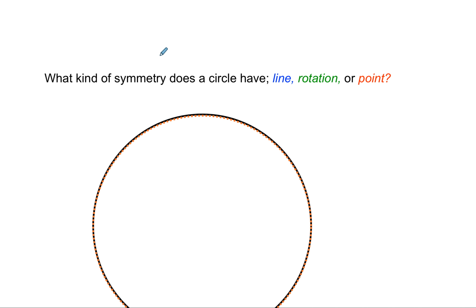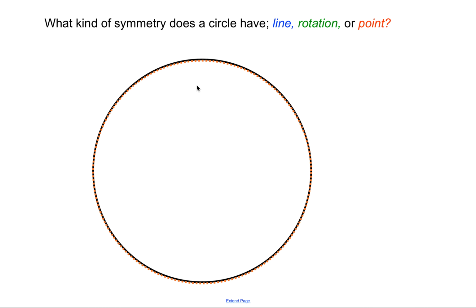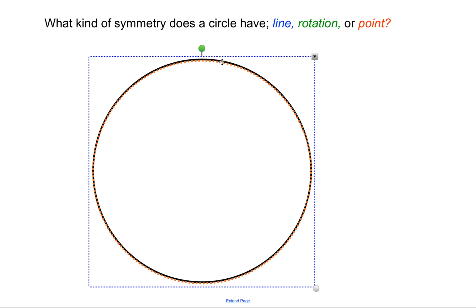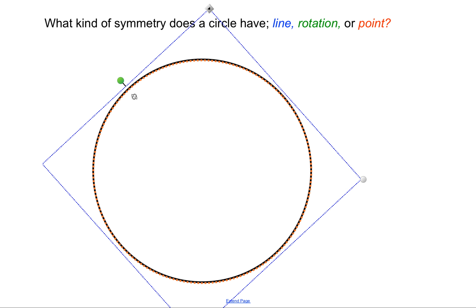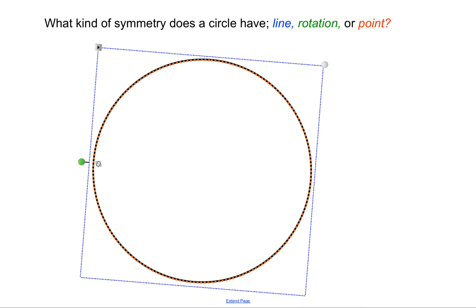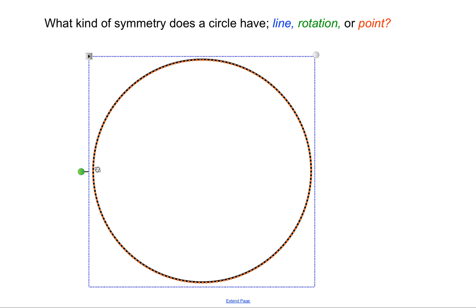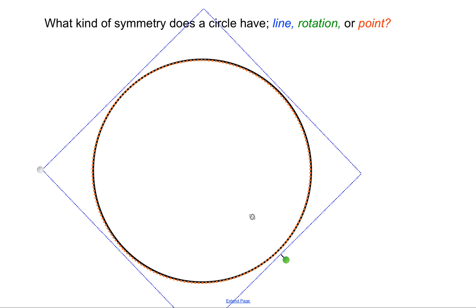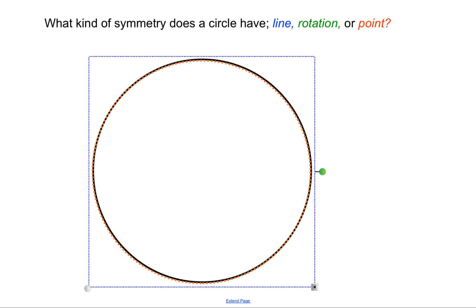So what kind of symmetry does a circle have? Does it have line, rotational, or point symmetry? Well, you might have guessed it. It has all three. I can draw an infinite number of lines that would map one point on my circle to any other point on my circle. It also has rotational symmetry because I can certainly rotate this around as many or as few degrees as possible and they would map onto the circle. And it also has point symmetry. In other words, I can rotate this 180 degrees and I map onto the circle. So it has all three.